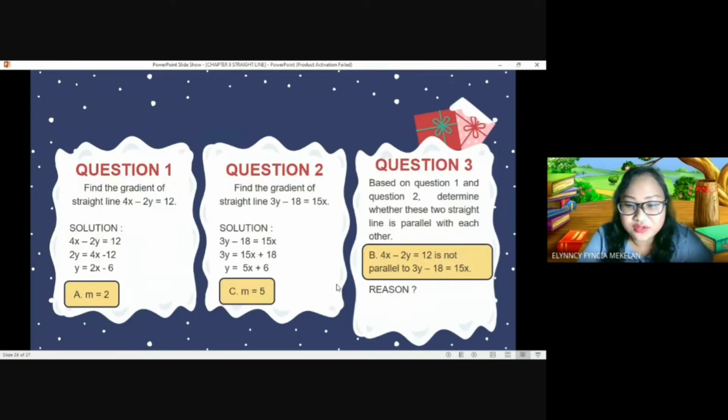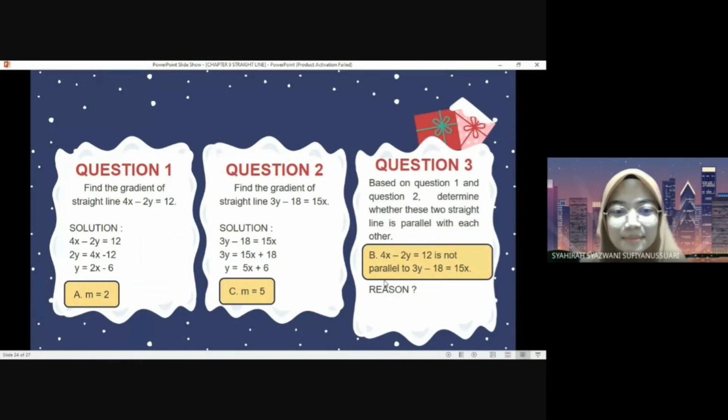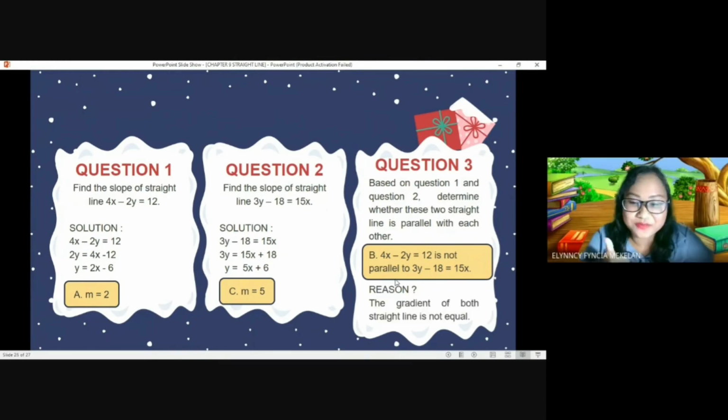Okay, can you tell the reasons why they are not parallel? Because the gradient value of both straight lines is different. Yes. They are not parallel because the gradient of both straight lines is different or is not equal. Good job, everyone. So we have done with this quiz.